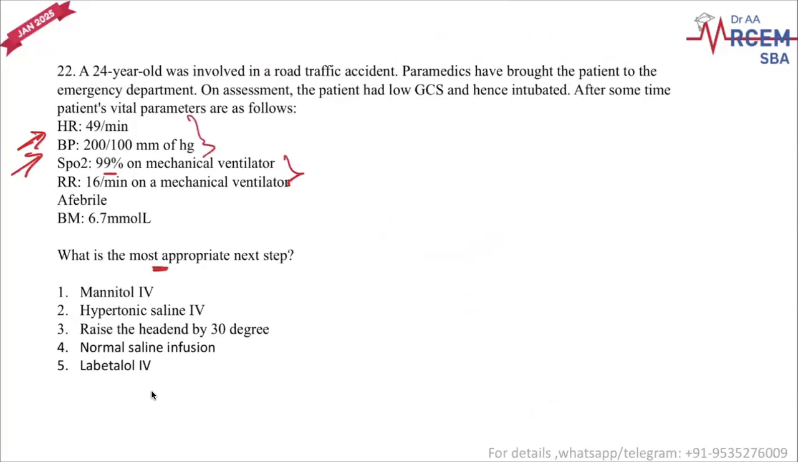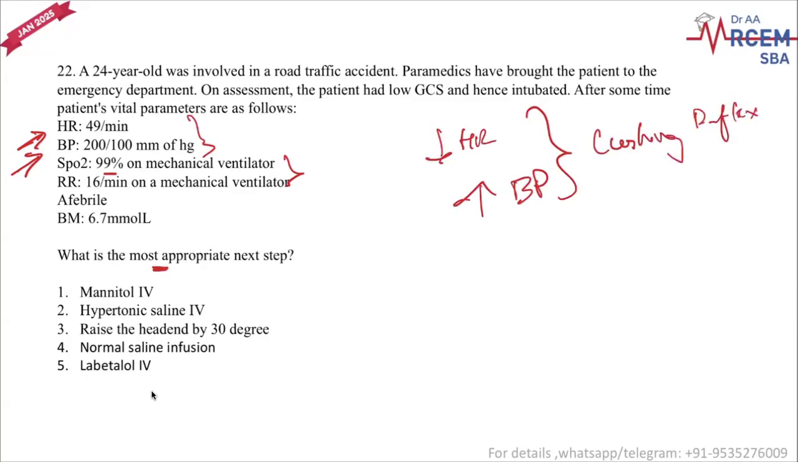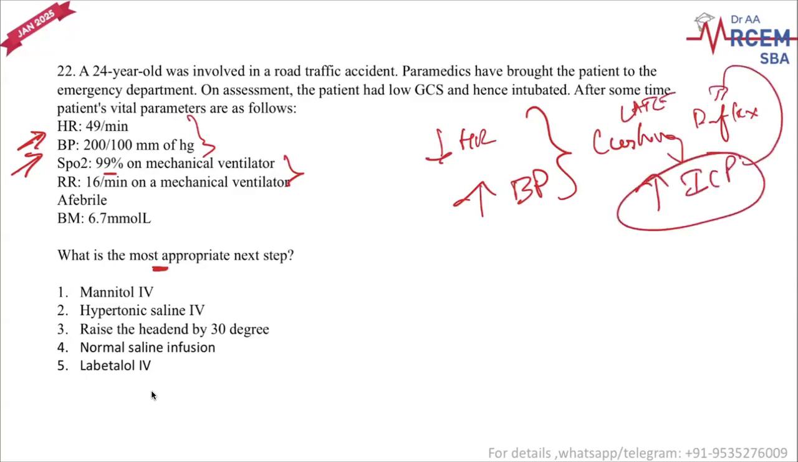What is bradycardia along with high blood pressure suggestive of? This is known as Cushing's reflex. Cushing's reflex is a late sign of raised ICP. Due to raised ICP, you see a Cushing's reflex, which is a late sign. So there is a head injury. What can we do in this circumstance? We can prevent secondary brain injury. How do you prevent secondary brain injury? The first step is always to raise the head end by 30 degrees. So the right answer here is the third one.